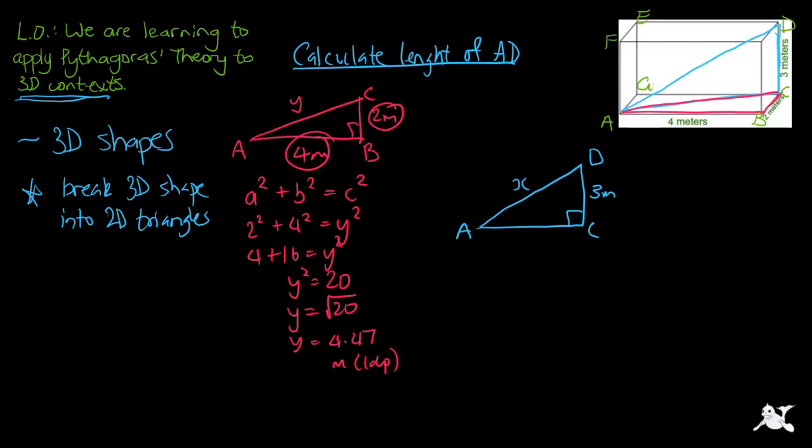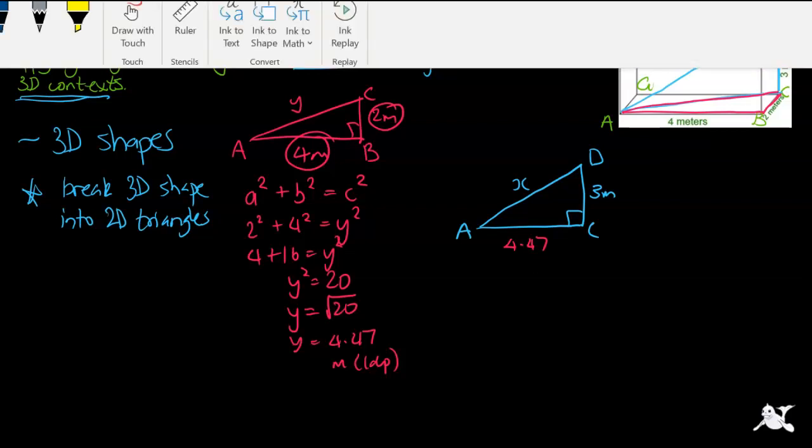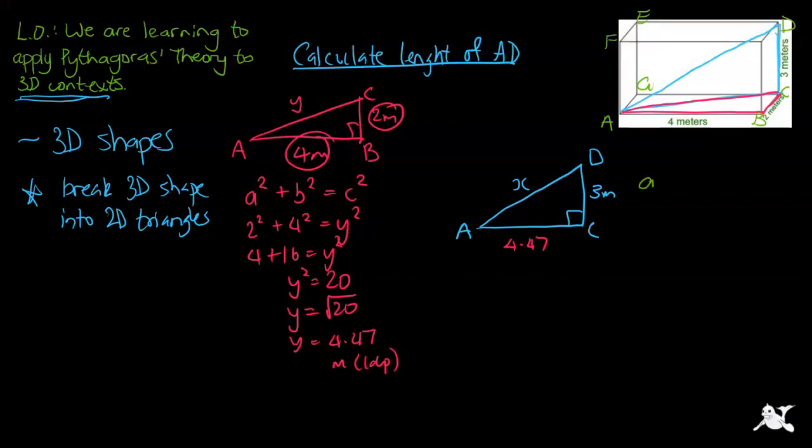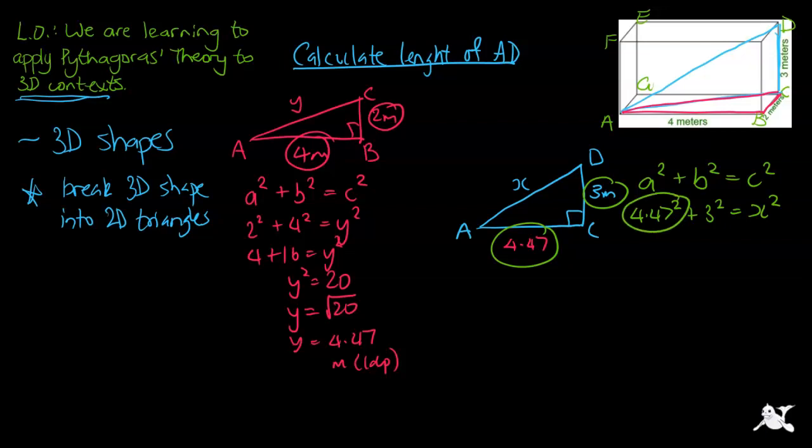Now that I've got that number, I'm going to put it into my next diagram, 4.47. That means I can go ahead and calculate the rest of that triangle. So let's change pen colors. Maybe we'll use green. We write down our formula, A squared plus B squared equals C squared. We know the A and B values. So that's 4.47 squared plus 3 squared equals X squared. 4.47 squared is going to be 20, plus 3 squared is 9. That is equal to X squared. So X squared will be equal to 29. X will be equal to the square root of 29.